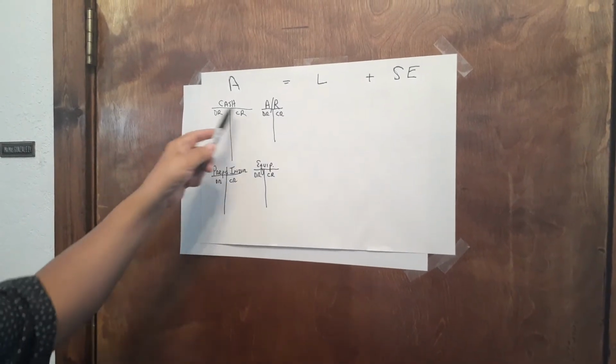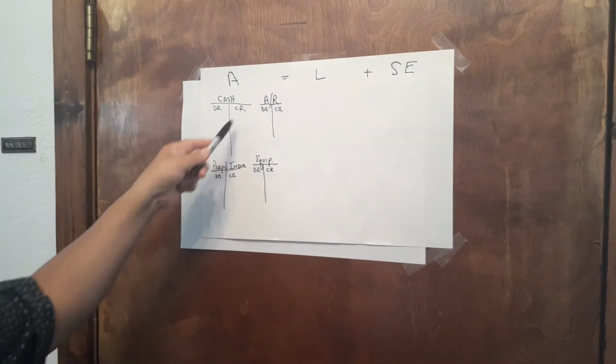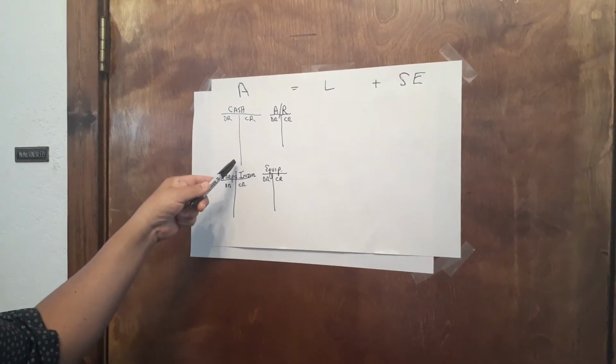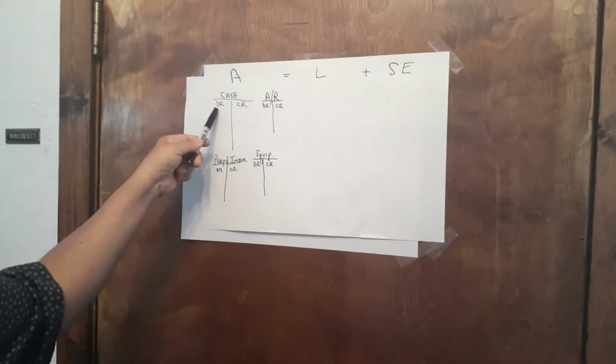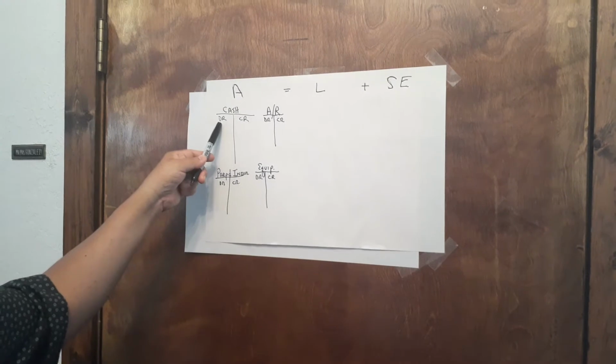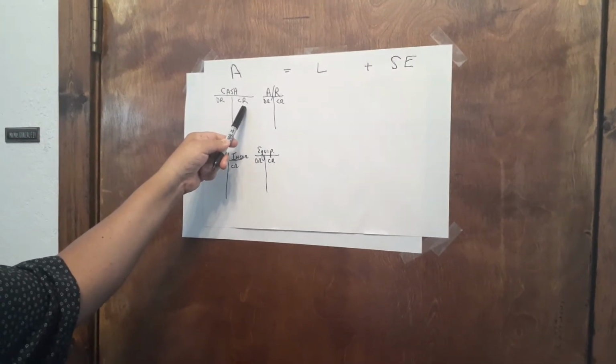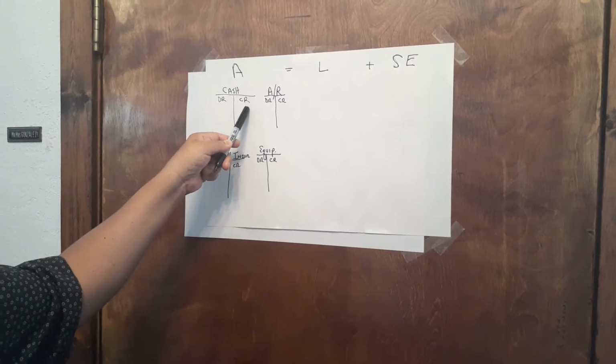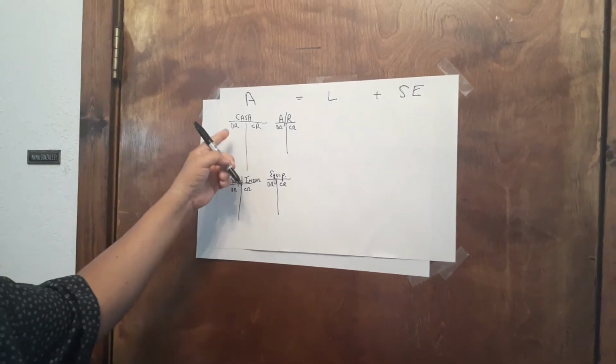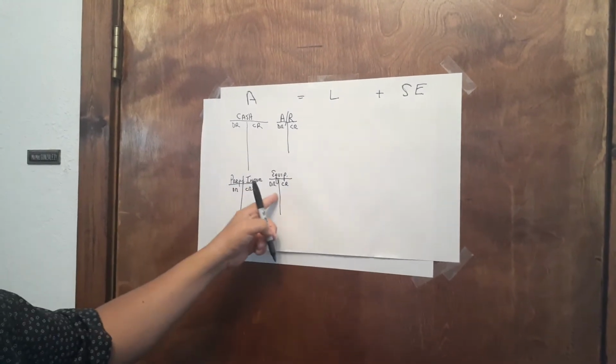And what I like to do are T accounts. So a T account is just an account that is in the form of a T, and the left-hand side of the T account is a debit, and we abbreviate that as DR. And the right-hand side of the T account is credit, and we abbreviate that as CR. And I'm going to have a T account for every single account that I have.